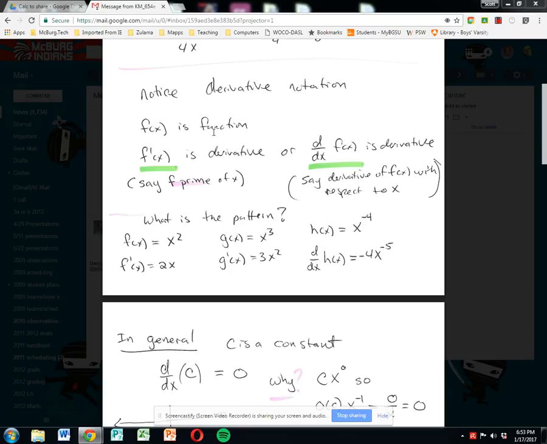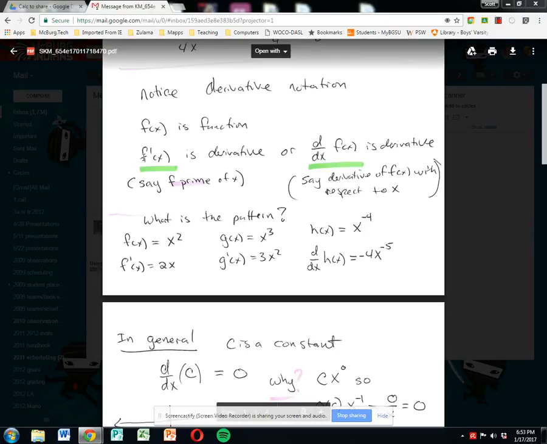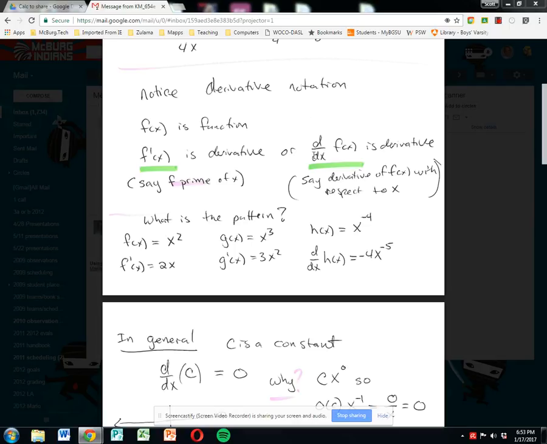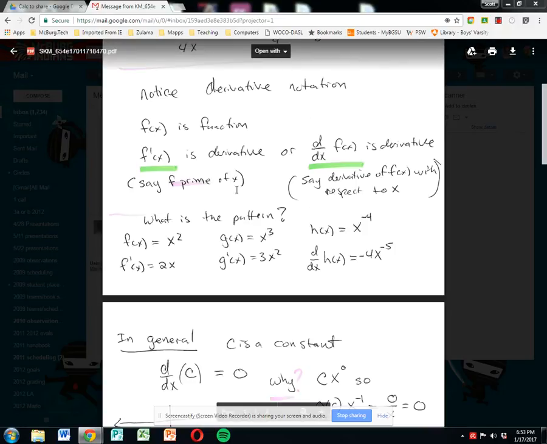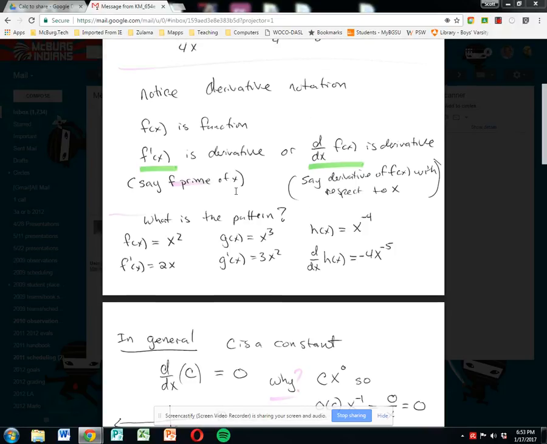Okay, let's talk about derivative notation for a moment. If f of x is the function, then f prime is the derivative. Another way to say that would be derivative with respect to x of f of x. Okay, this is noticed as f prime of x, that's a derivative, and d/dx f of x, that's also derivative. This is called derivative with respect to x. This is just called f prime of x. They both mean the same thing.